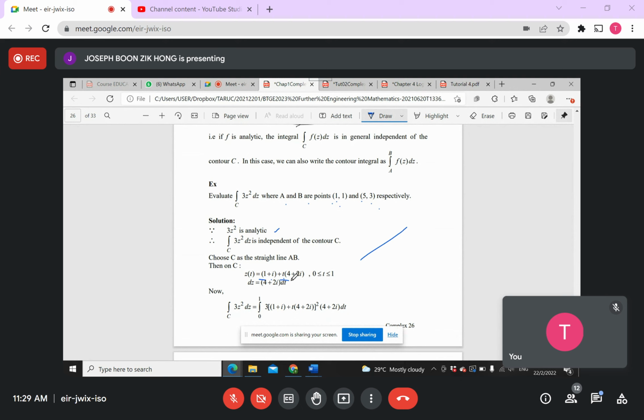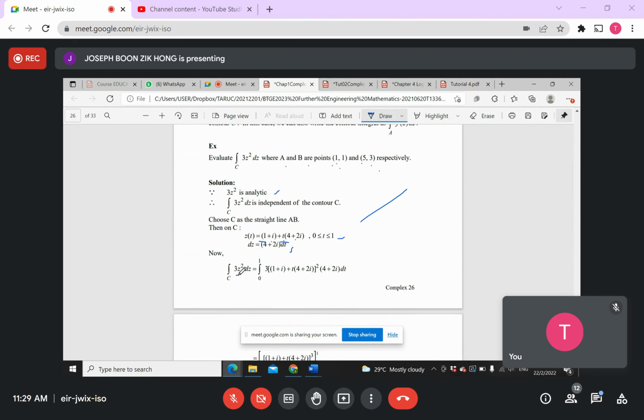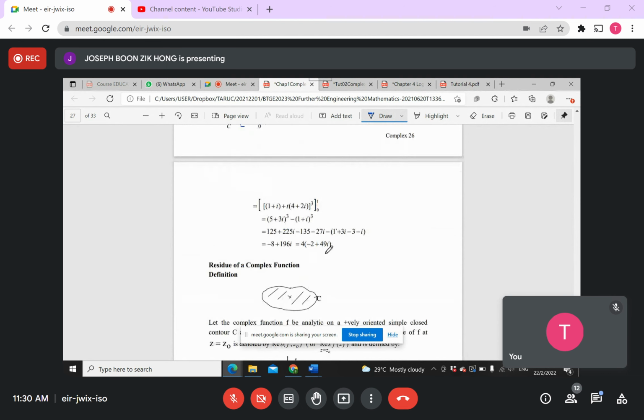Okay, so just do the normal: you find the z(t) and then you find the dz, and then put inside your z and your dz, and then you just do the normal integration. Okay, because this is analytic, so we don't care what path it is. If it is not analytic, it depends on the path. That should tell you which path they use.